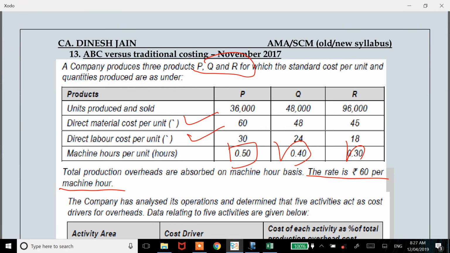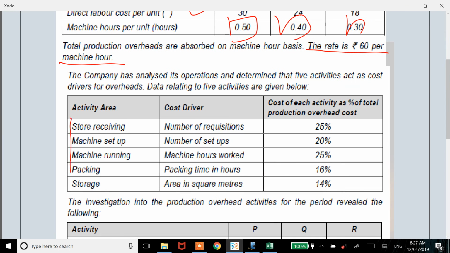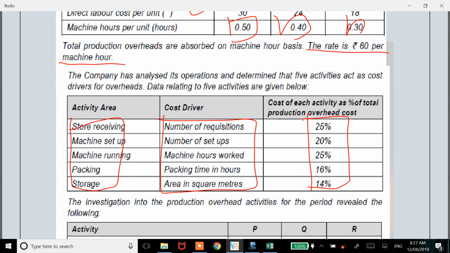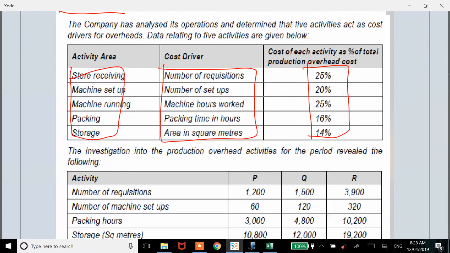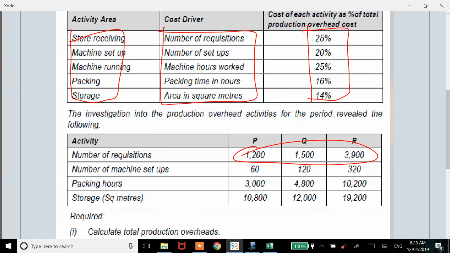Then I'll shift to the ABC method. In this method, these are the activities. These are the cost driver names. The total cost will depend on working note 1 figure. In working note 1, you will get an amount. That amount into 25% is the store receiving cost. That amount into 20% is the machine setup cost. Number of requisitions will be here. If you see this, you will put a total, get to the cost driver rate. After getting to the cost driver rate, we will apportion the overheads to the different products and then calculate the cost per unit under ABC method. So, same 5 working notes.